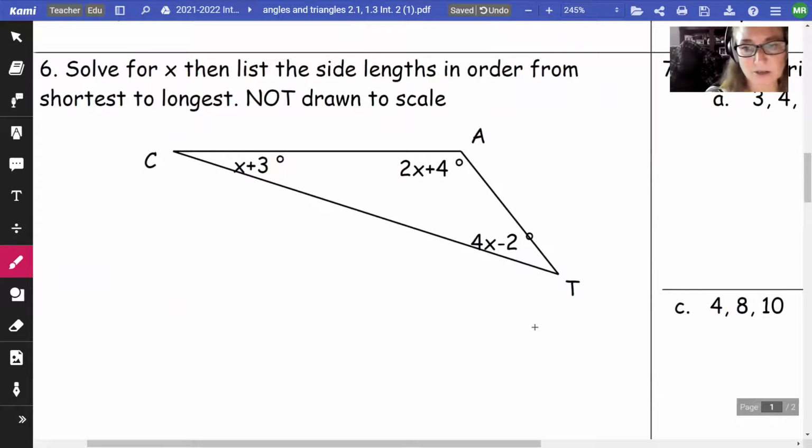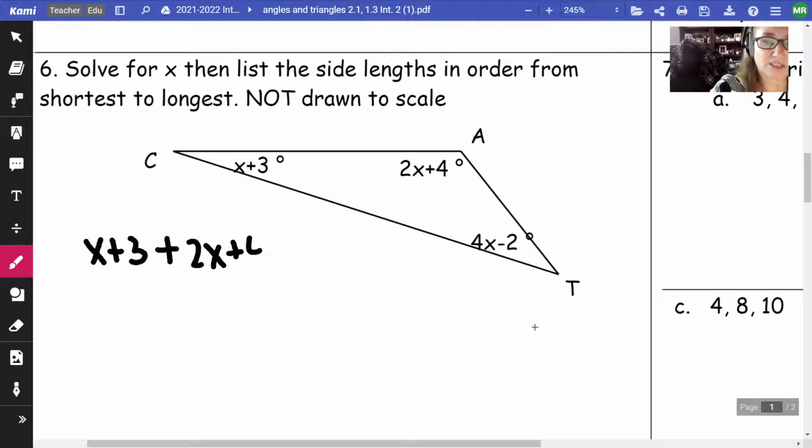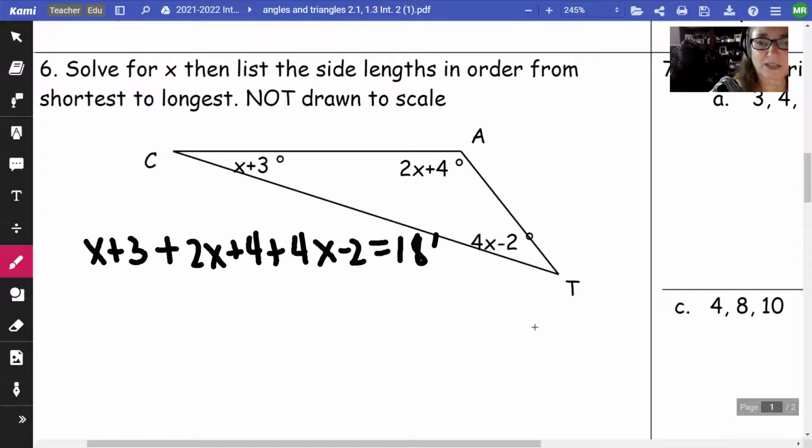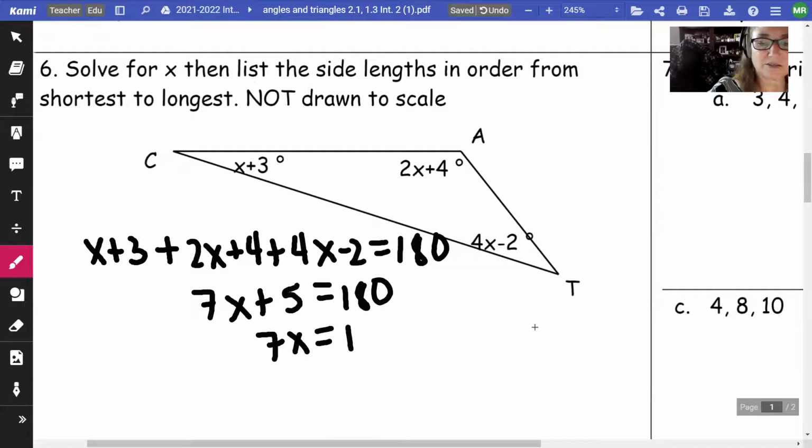So in this situation here, we have 3 angles in a triangle. Remember, 3 angles in a triangle add up to 180. So I'm going to take my x plus 3, which is angle C. I'm going to add 2x plus 4, which is angle A. And I'm going to add angle T, which is 4x minus 2, and set that equal to 180. So let's see, I end up with 7x plus 5 equals 180. I subtract 5, I get 175. I divide by 7, so that'd be 2 goes in 14, I get 3, so 25 is what I get.